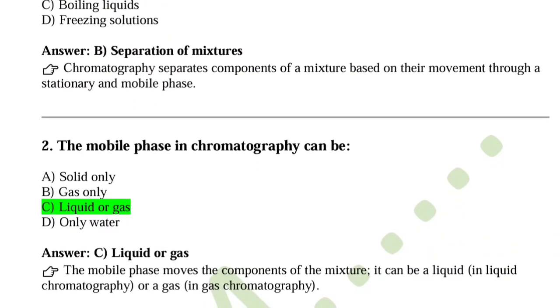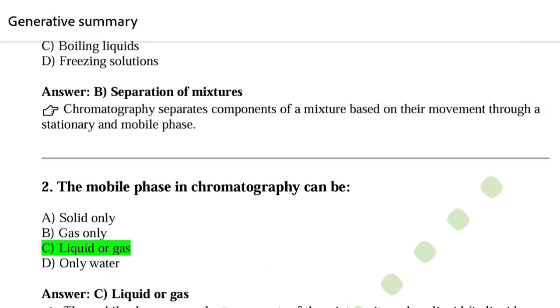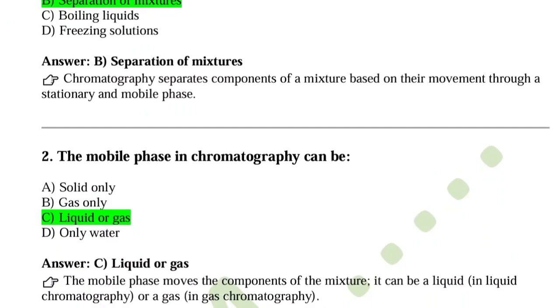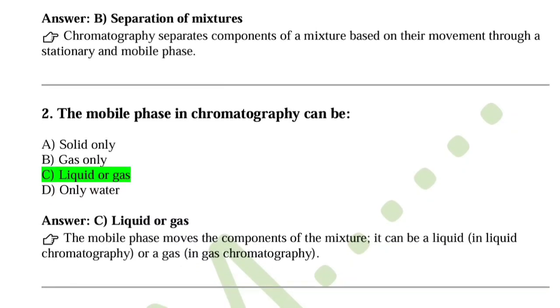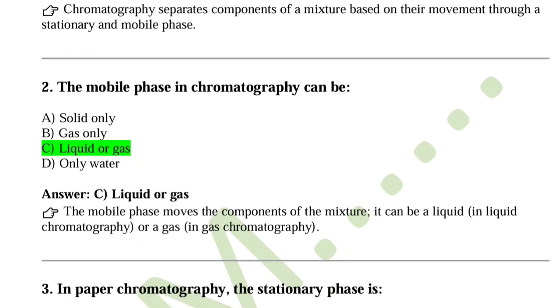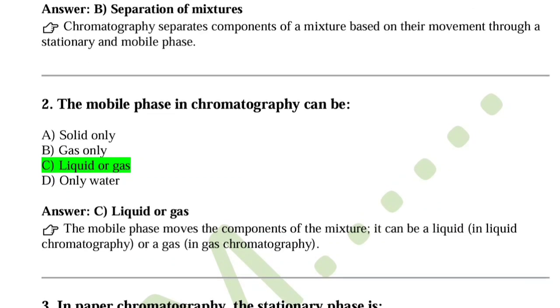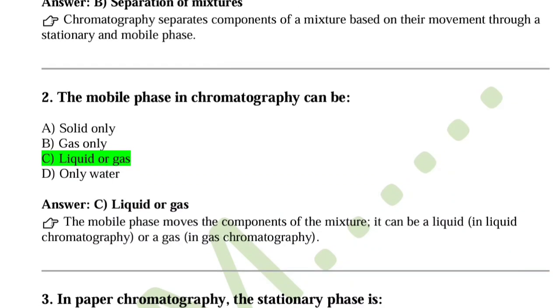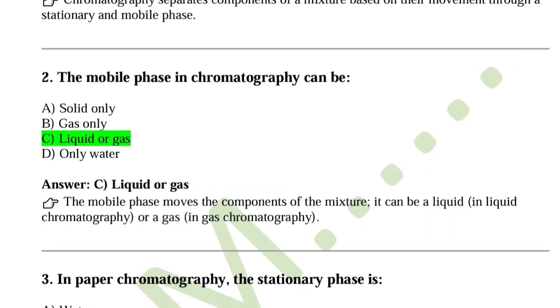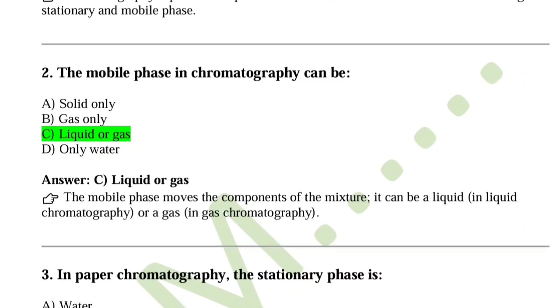Second question: the mobile phase in chromatography can be liquid or gas. The mobile phase moves the components of the mixture, whatever sample mixture you are applying on the chromatographic plate. It contains n number of components. When the mobile phase moves through this plate, the components get separated and travel a particular distance. On the basis of that we recognize what kind of sample, what kind of components are there. It can be a gas in gas chromatography and a liquid in liquid chromatography.